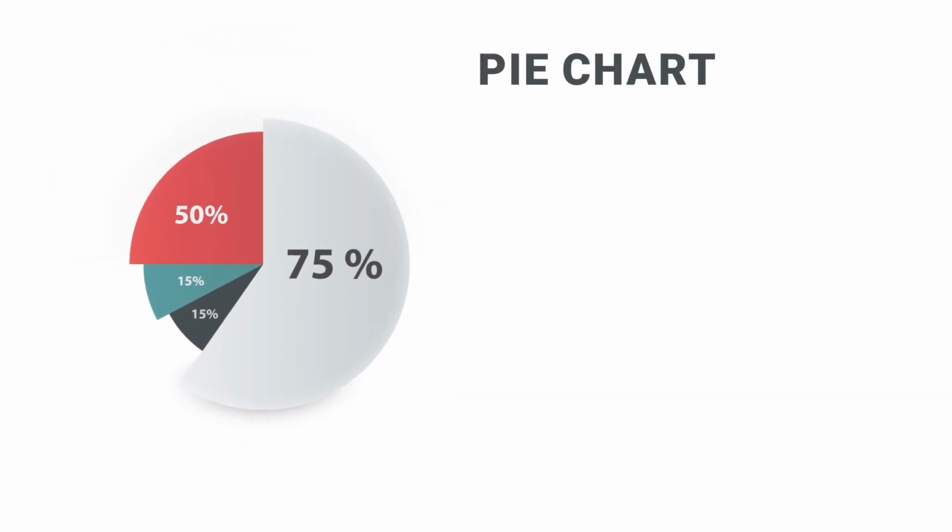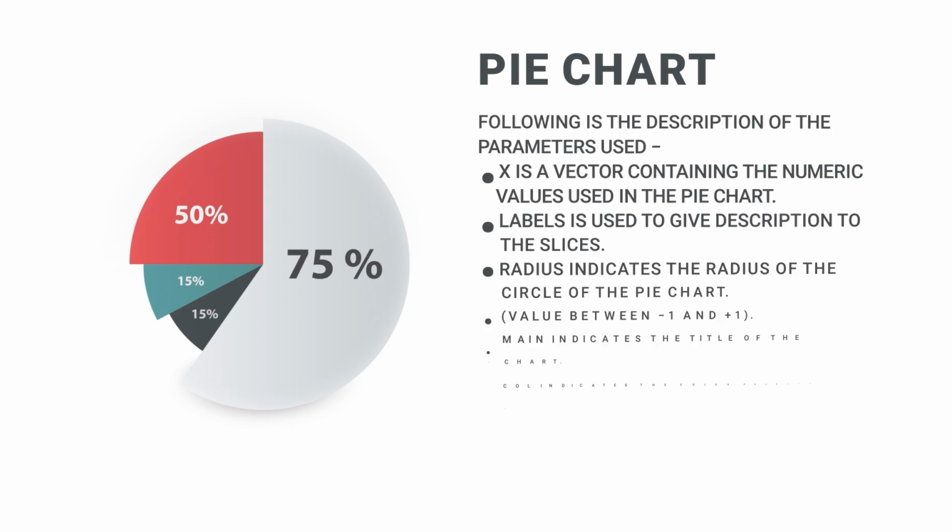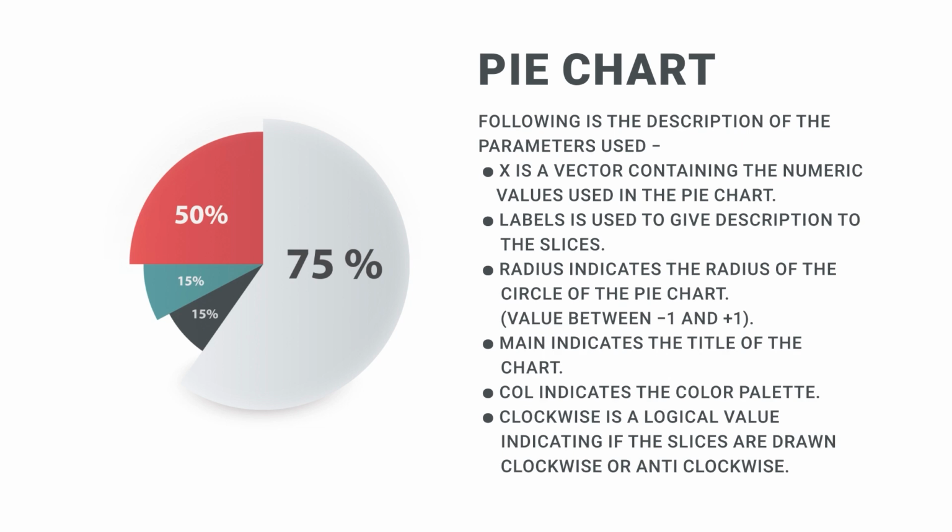Before proceeding with the example of a pie chart, the syntax is very simple, as you can see. It is pie followed by x, then labels, radius, then main, then col, C-O-L, and then clockwise. Each of these is a parameter attached to the pie function.